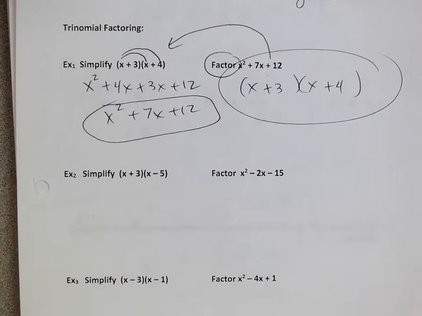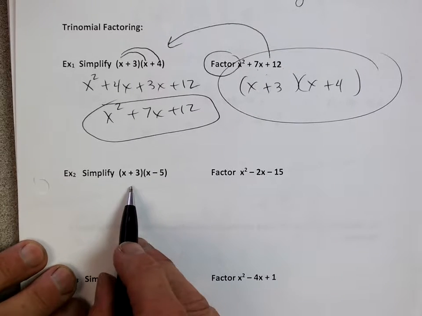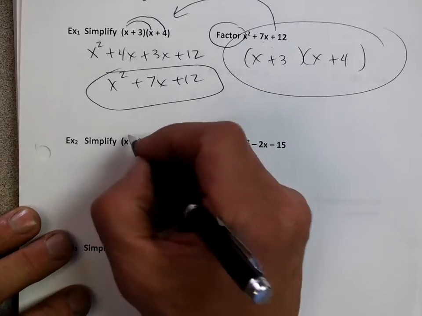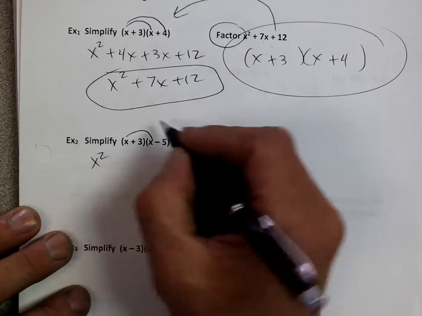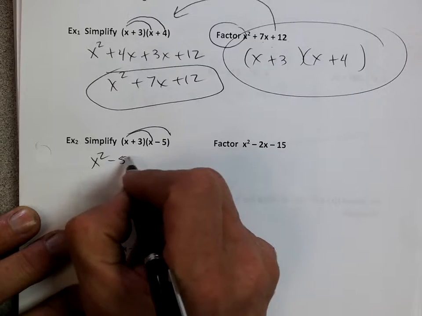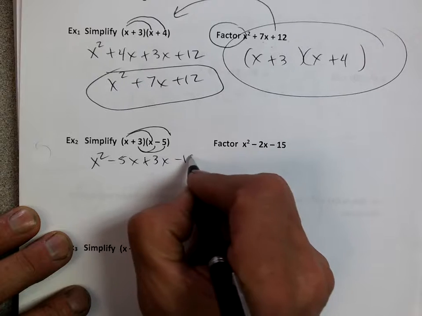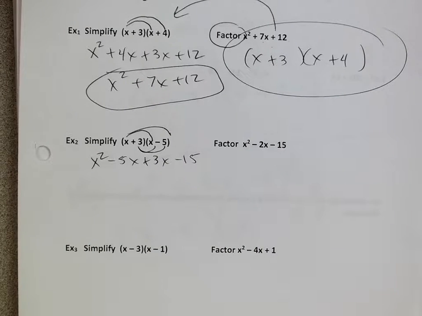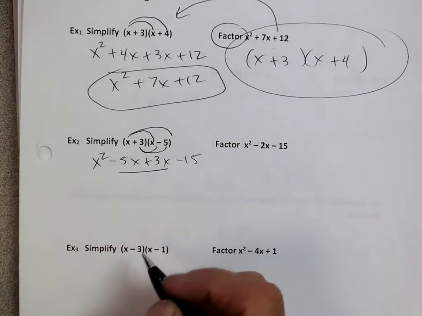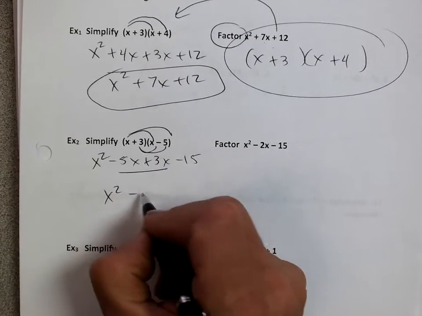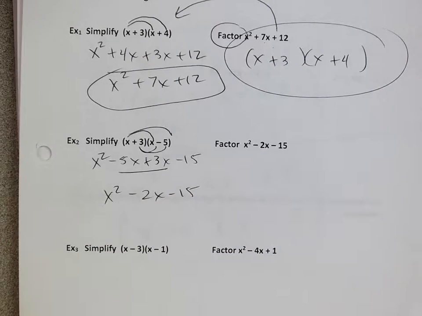Okay, thumbs up. Now, if we do the same thing here, x times x is x squared, x times negative 5 is negative 5x, 3 times x is positive 3x, and 3 times negative 5 is negative 15. We're just FOILing: first, outside, inside, last, double distribute, whatever you want to call it. We're just multiplying it through. Combine the middle 2 terms: x squared minus 2x minus 15. So we already know the answer to this being factored.